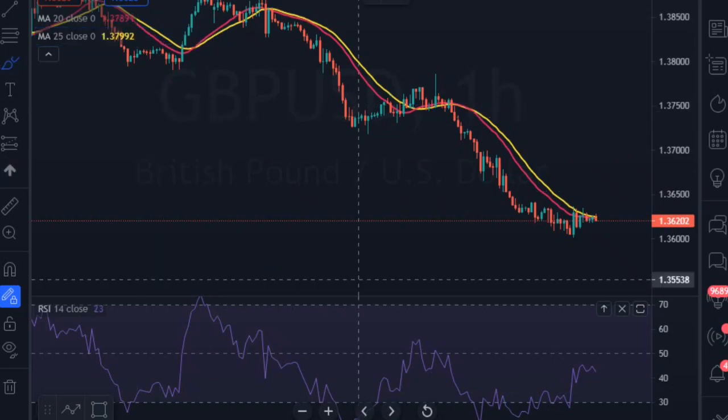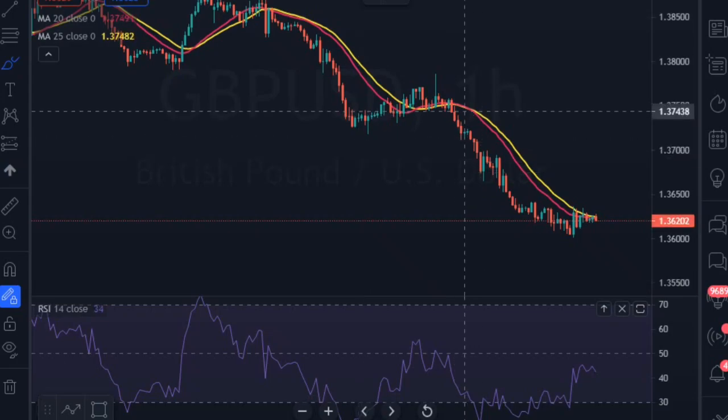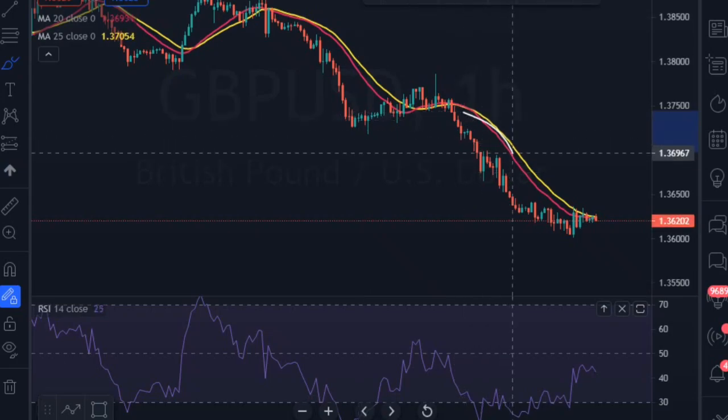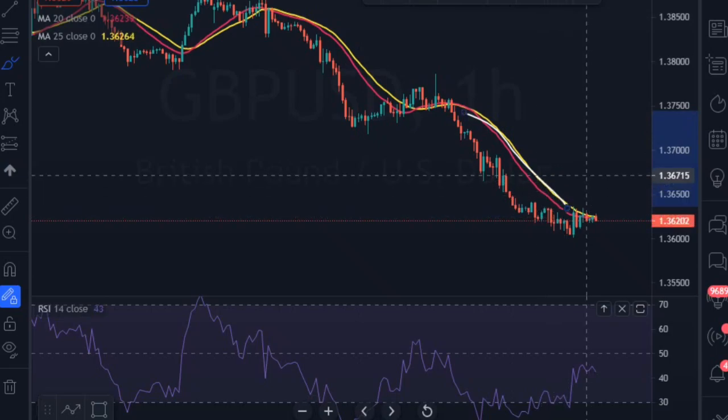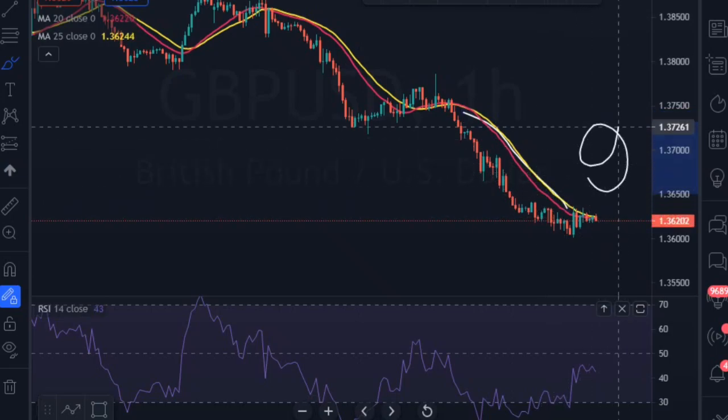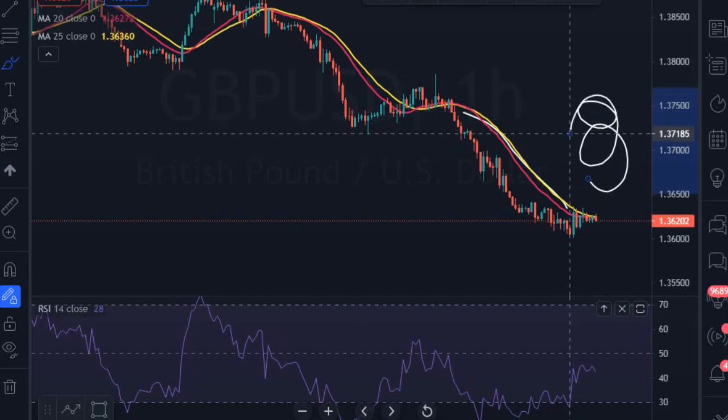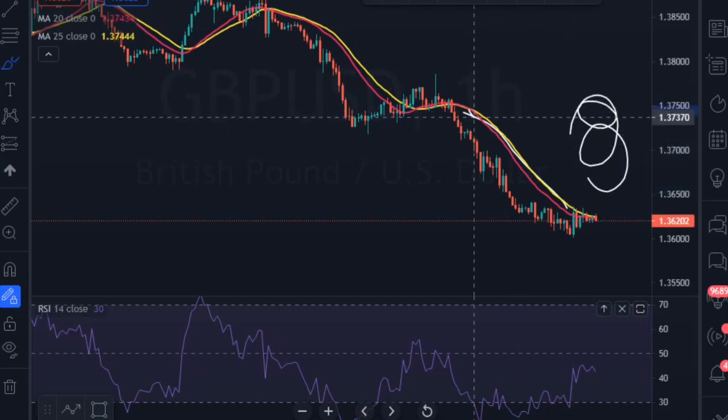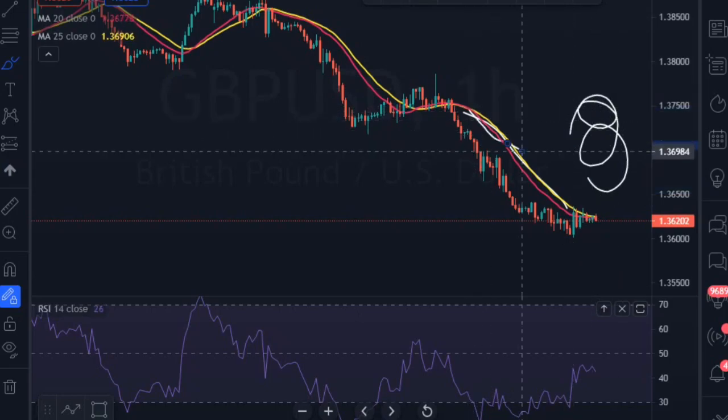I want to give you guys this moving average strategy real quick, because whenever price is below the moving average, this actually means a sell, and whenever price is above the moving average, this means there's a buy coming up in the market. So you can probably see the moving average is above price, and once the moving average is above price, that means the market is in a downtrend.